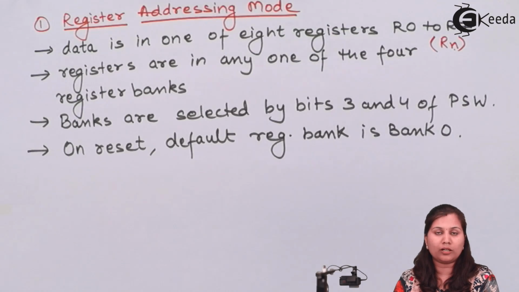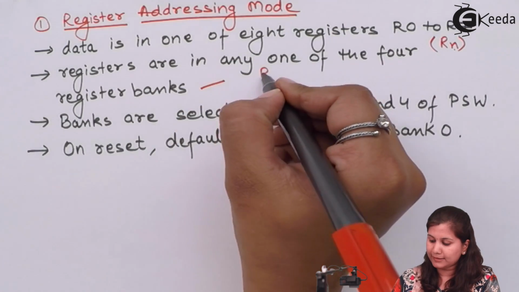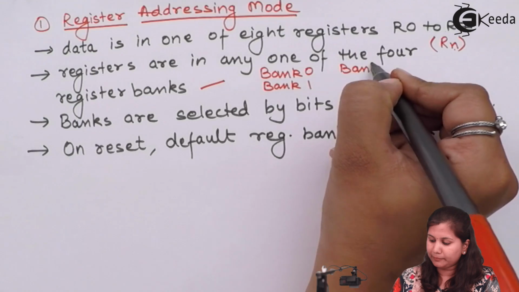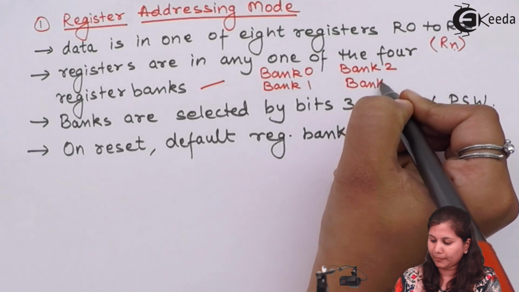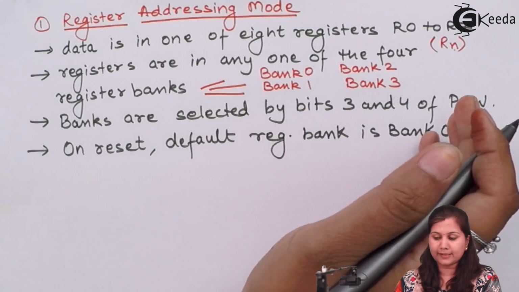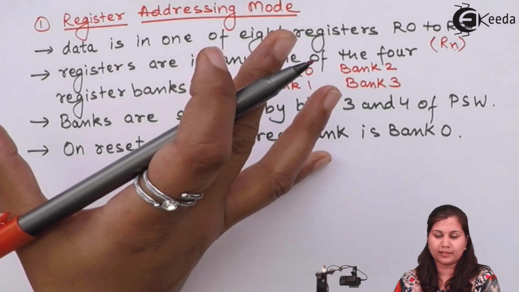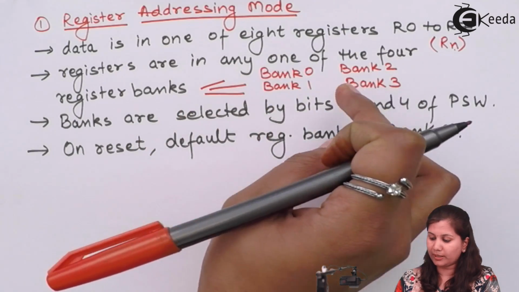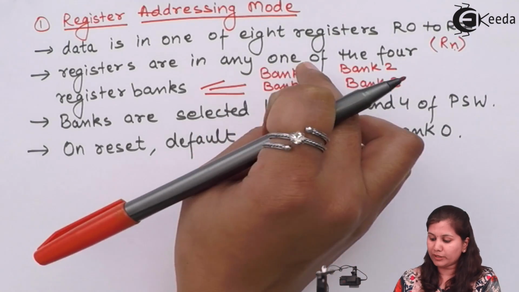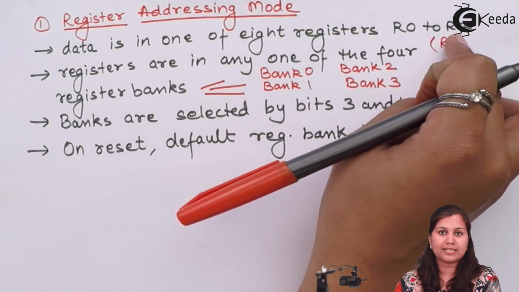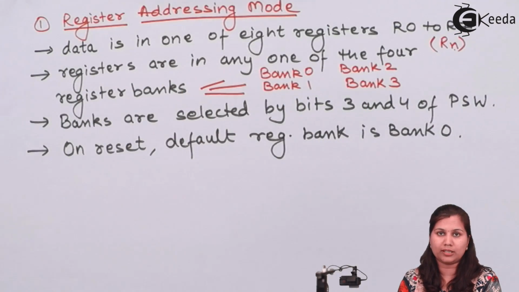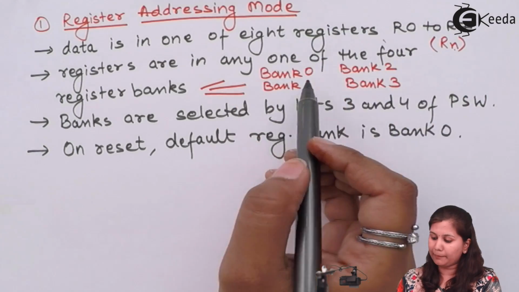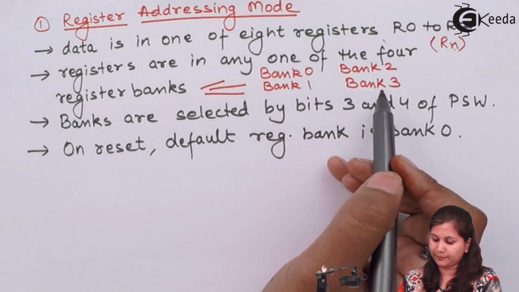And these 8 registers are found in any one of the 4 register banks. In the 8051 microcontroller, we have 4 register banks: bank 0, bank 1, bank 2 and bank 3. These are the 4 register banks. Each bank has 8 registers in it. So first we have to select the bank. Like if we want to use register number 7 of bank 0, first bank 0 is selected, and then we will write the R7 register in the instruction itself. So the register can be any out of the 8 registers, and the bank can be any of these 4 register banks.